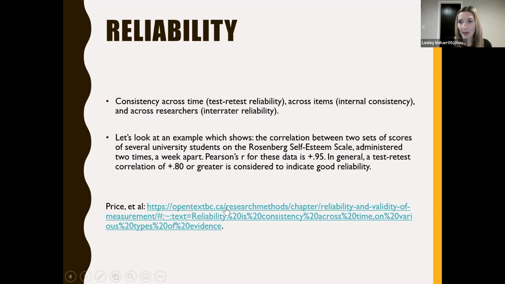So this is an example, and you can click the link for more information, which looks at the correlation between two sets of scores of several university students on the Rosenberg Self-Esteem Scale, which was administered 2 times. They're really looking at that test-retest reliability. So they're administering it 1 week apart. So we're looking for a Pearson's R, which is a correlation of positive 0.95. So in general, a test-retest correlation of positive 0.8 or greater is an indicator of good reliability.